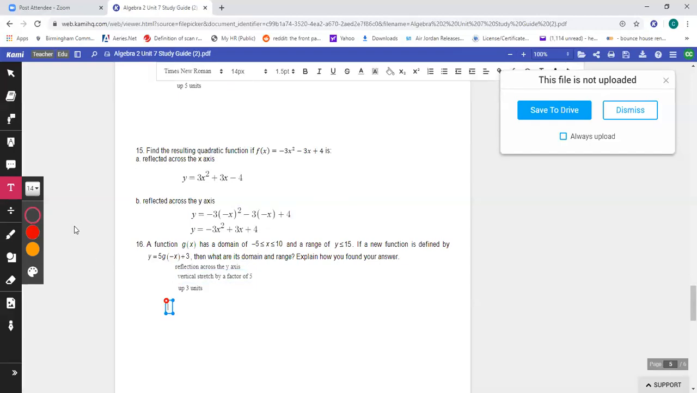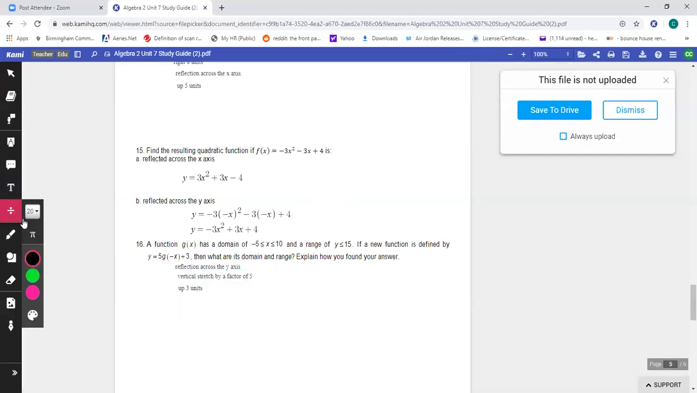So your new domain is going to be -10 less than or equal to x less than or equal to 5.